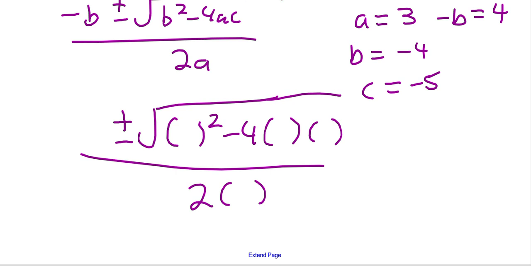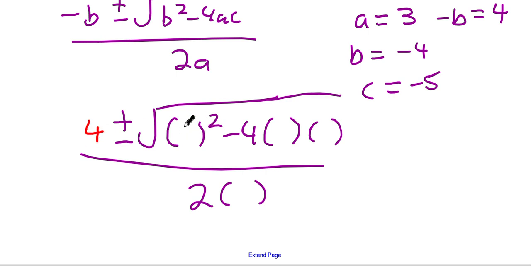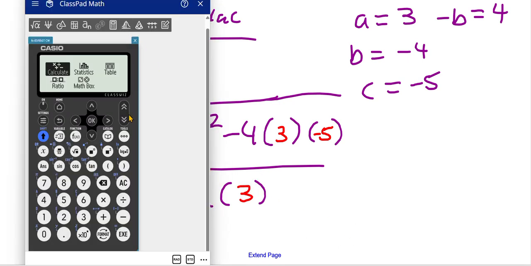Now, here we go. What goes here? Anybody? 4. What goes here? Here. Here. Here. 3. Gonna take out the old calculator.